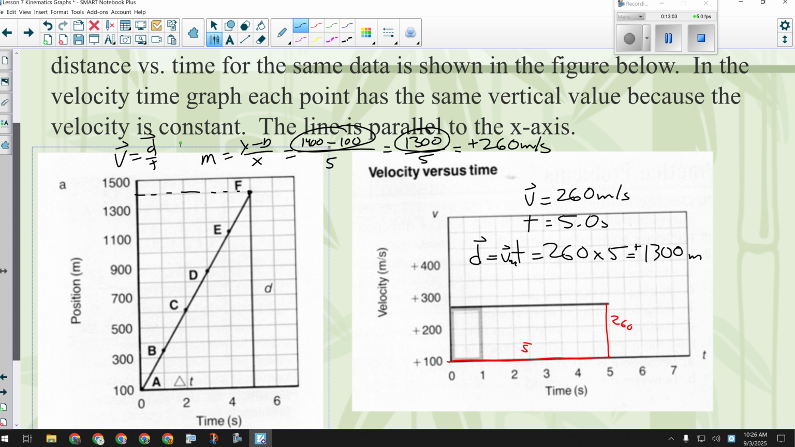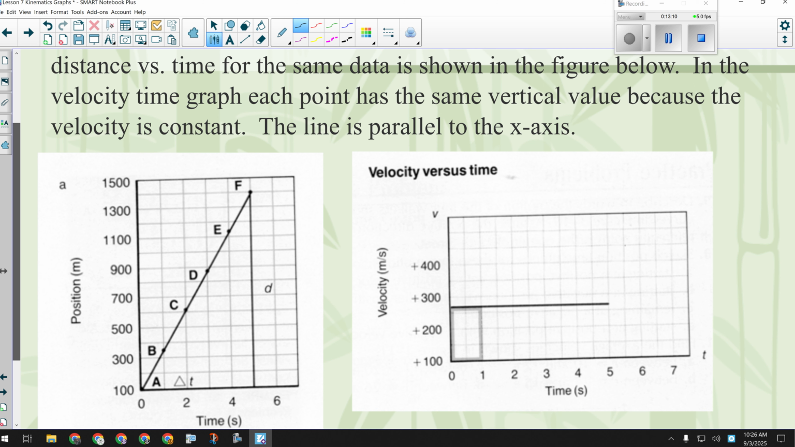Now, let's take all of that away and do this. What's that object doing? Accelerating. That object is accelerating. The value of its velocity is clearly increasing over the 5 seconds. Could I calculate its acceleration?